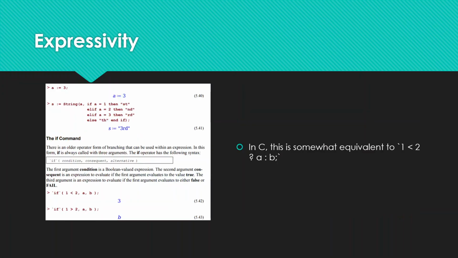Maple also has a ternary expression of sorts. In C, this is somewhat equivalent to this syntax with the question mark and the colon for separating the consequence of a Boolean expression.